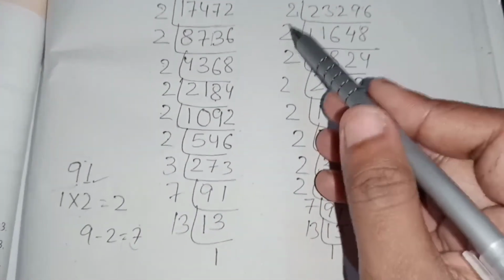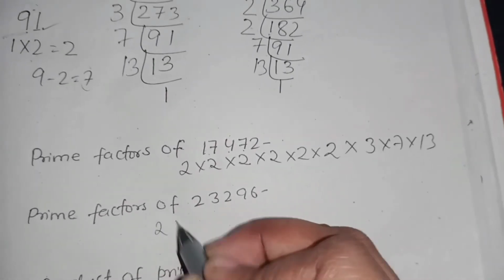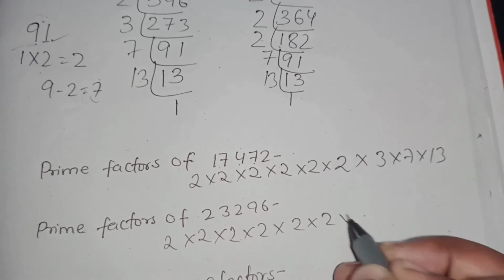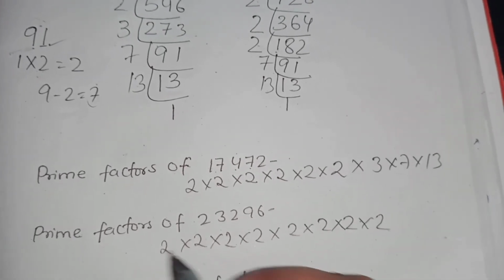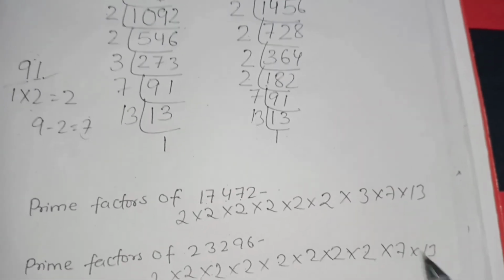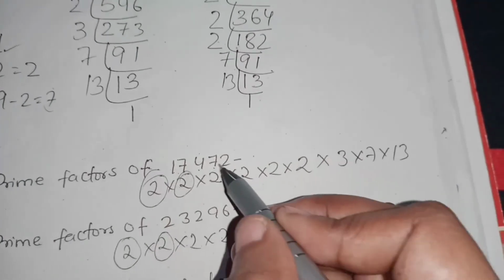Now we'll write for the other number. How many 2s are there? 1 2 3 4 5 6 7 8. 2 into 2 into 2 into 2 into 2 into 2 into 2 into 2 into 7 into 13. Now we have to find the common. Okay, we got the common.